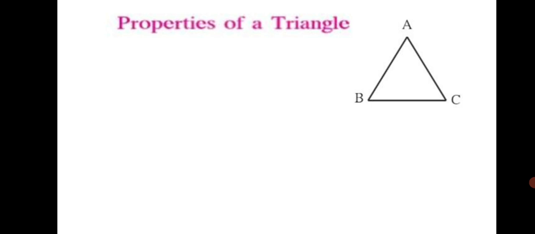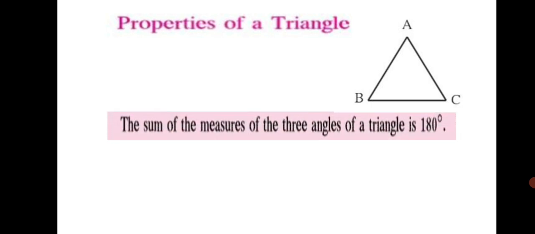Now in this figure, you can see triangle ABC. In triangle ABC, if we add all the angles, angle A plus angle B plus angle C, the sum will be equal to 180 degree. This is an important property of a triangle that you have to memorize. It is very important. So we can say that the sum, means the addition, of the measures of three angles of a triangle is 180 degree. There is also one more property that you will have to keep in mind.